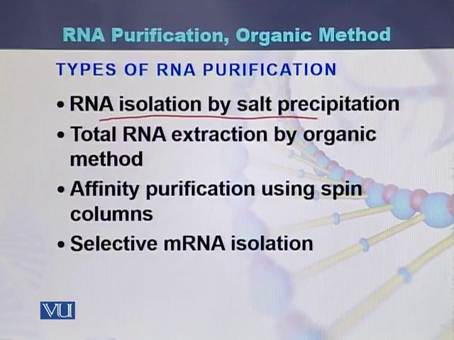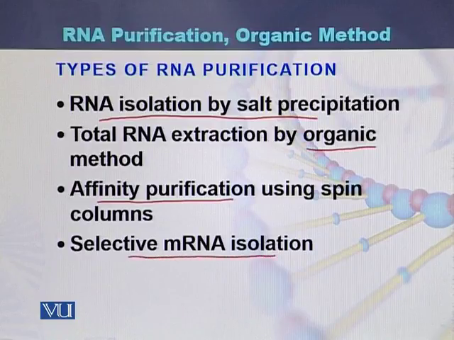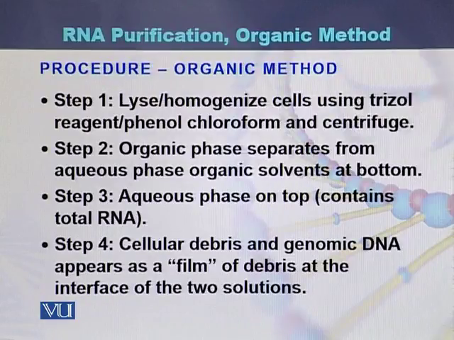total RNA extraction by organic method, affinity purification, and selective messenger RNA isolation. So these are some of the most common methods by which we can purify the RNA from the cells or from the tissues or from the body fluids. So here we will see the procedure of how we purify RNA by using the organic method.